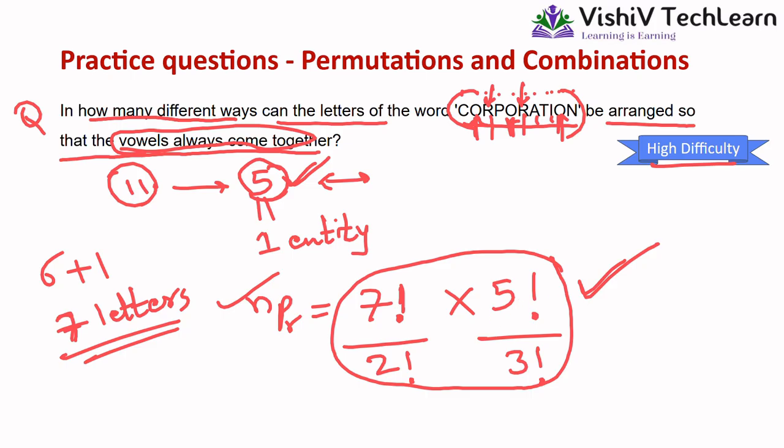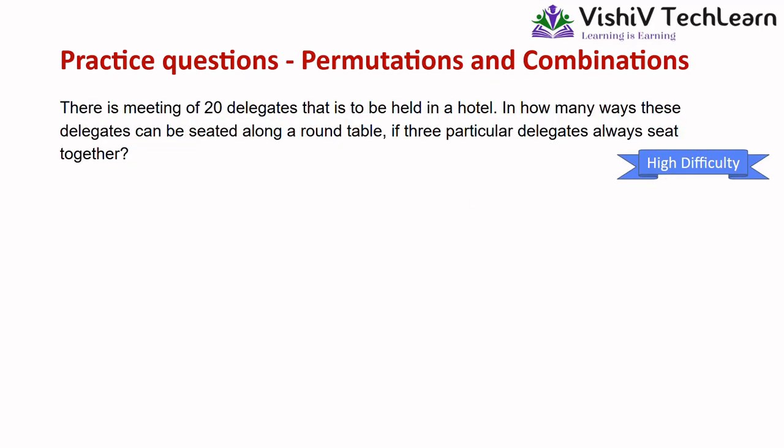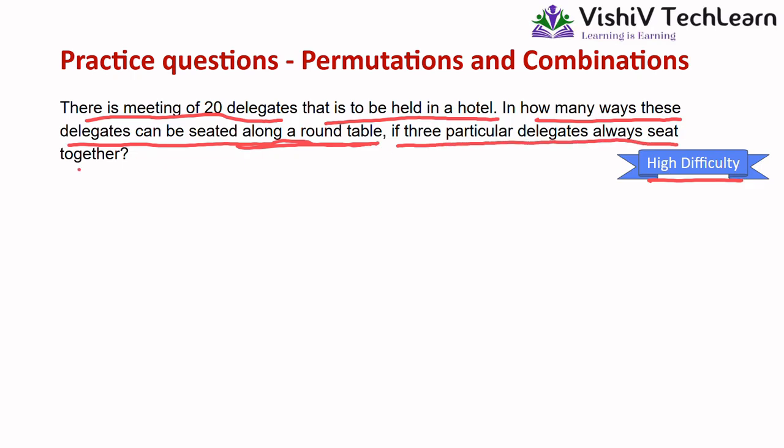Now let's go to the next question. This will be the last question, again of high difficulty level. The question is: there is a meeting of 20 delegates that is to be held in a hotel. In how many ways can these delegates be seated along a round table if 3 particular delegates always sit together? So it is just like vowels and consonants, all vowels together. Here we have 3 delegates together.